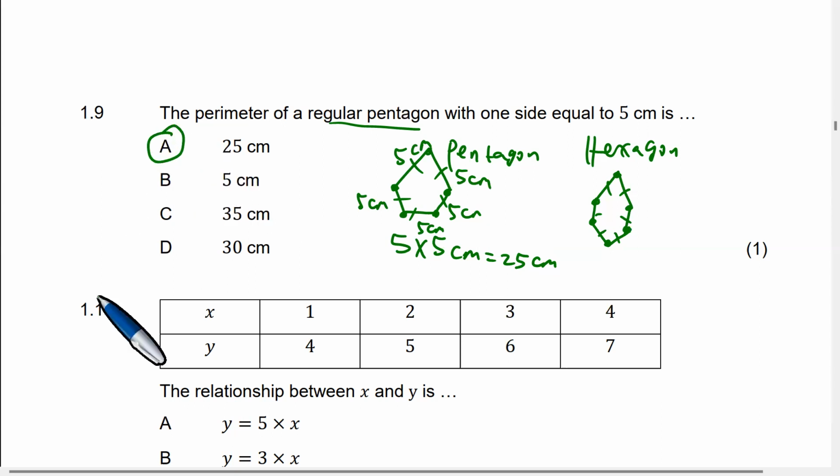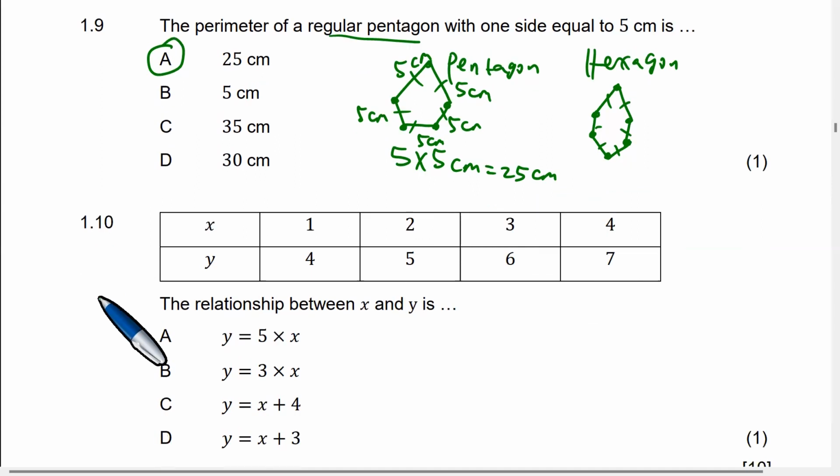All right, what about 1.10? We did this one yesterday. X and Y. X is 1, Y is 4. X is 2, Y is 5. X is 3, Y is 6. X is 4, Y is 7. The relationship between X and Y is what? Is it A, Y equals 5X, B, Y equals 3X, C, Y equals X plus 4, D, Y equals X plus 3?